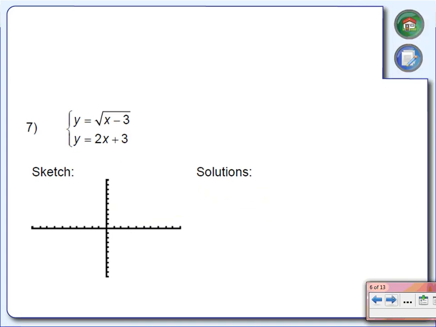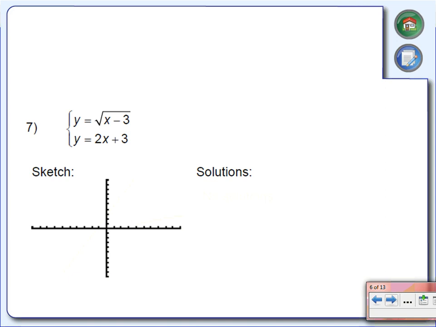Let's go ahead and turn to the next page, number 7. A little bit different, get a little bit harder here. Number 7, we have a system, and the first equation is y equals the square root of x minus 3. And the second equation we're working with is y equals 2x plus 3. So this time we've got a square root and we've got a linear. So let's see what the graphs look like this time. Go ahead and graph them for me.